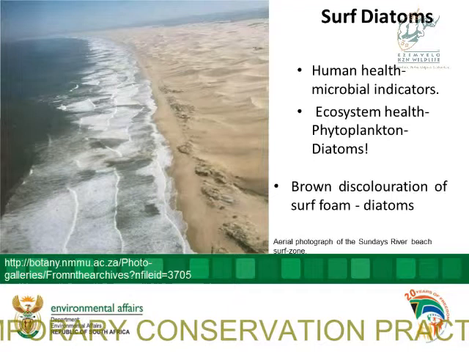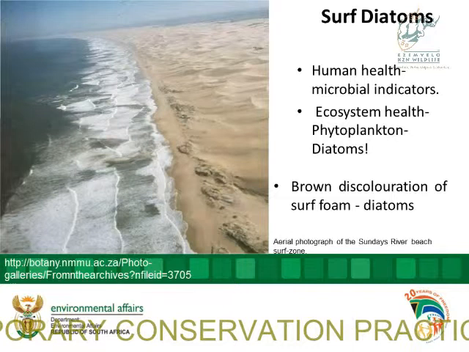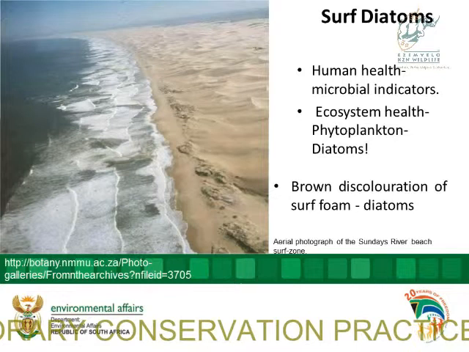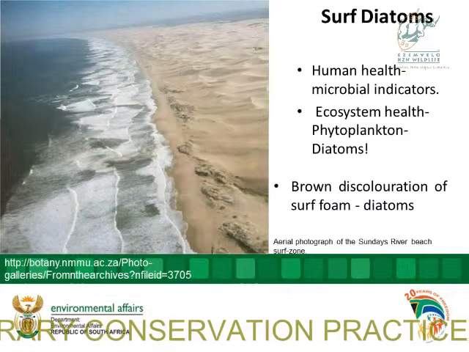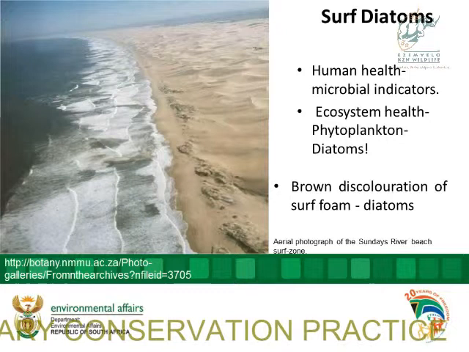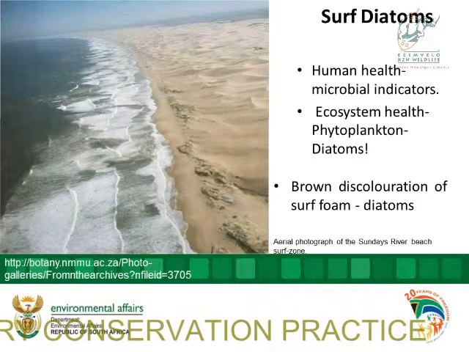Now, as I mentioned before, we have the discharges of waste. The most affected part of our coastal area is the surf zone, because it is where the discharges enter. There's no dilution of the nutrients from the outside, so the surf zone is the part that suffers most. For human health on the surf zone, microbial indicators are used, E. coli and perfringens. For ecosystem health, from the literature that I read, phytoplankton diatoms are the best indicators to use.